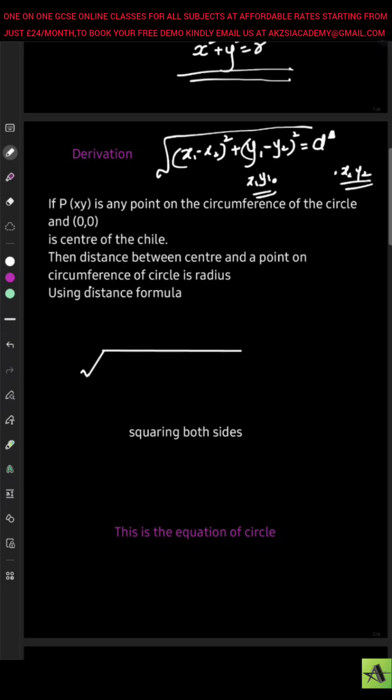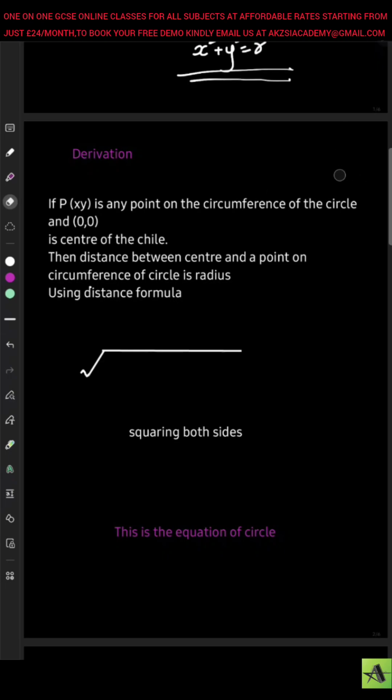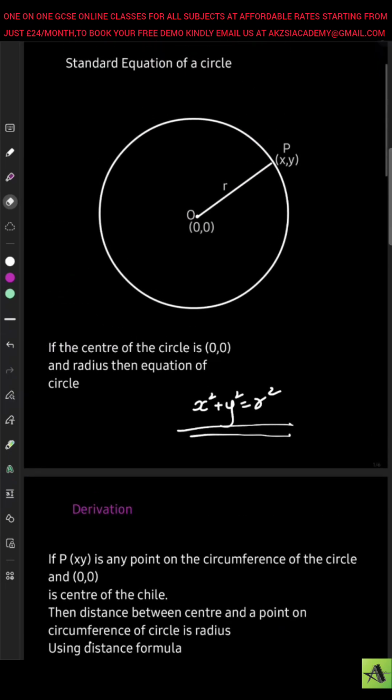So I'm again repeating, if I want to calculate the distance between the 2 points x1 y1 and x2 y2, then the formula is d equals root of x1 minus x2 whole squared plus y1 minus y2 whole squared. The same formula I'm applying here to get the distance between the center and the point on the circumference. In the diagram you can see one point is the center, which is 0, 0, and another point is x, y, which is lying on the circumference of the circle, and this distance is the radius.